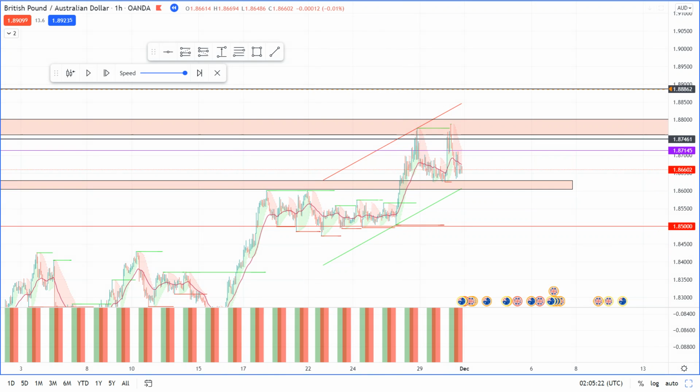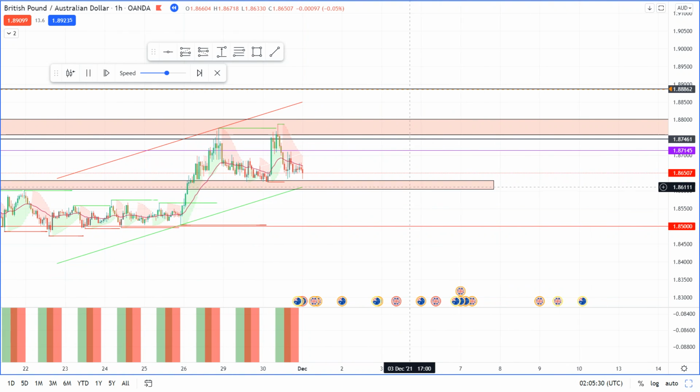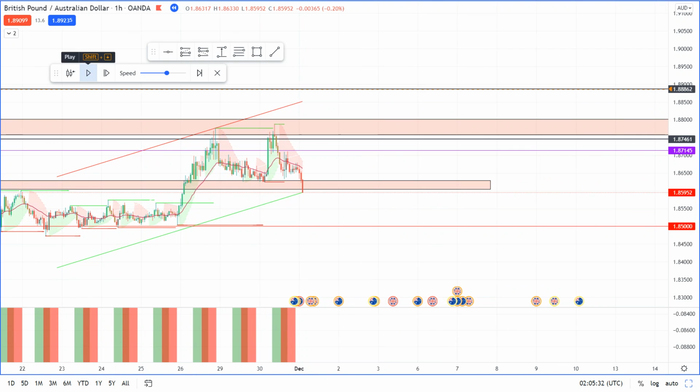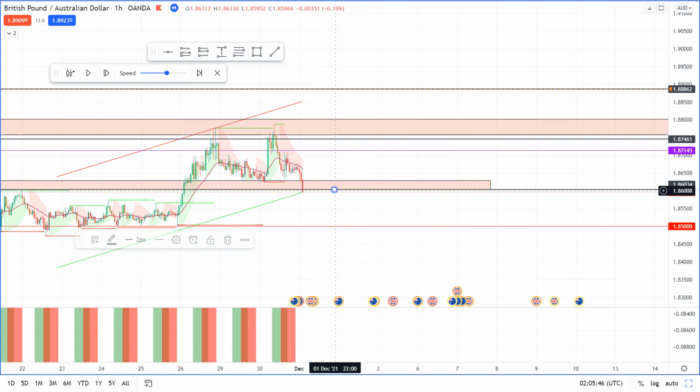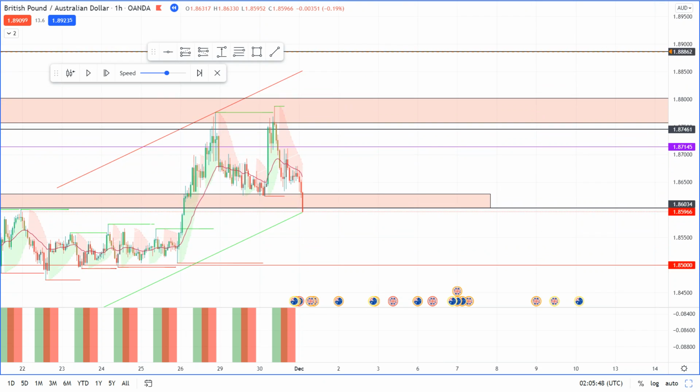Let me slow down the speed a little bit and we start playing it. Let me zoom in real quick. We start playing it, and as you can see, price started pushing down. Now this is where I got into the trade. I think I got in maybe around this level, to be exact, probably somewhere around there. No, I think I got in on the bottom. Yeah, at the bottom of my zone, I got in.